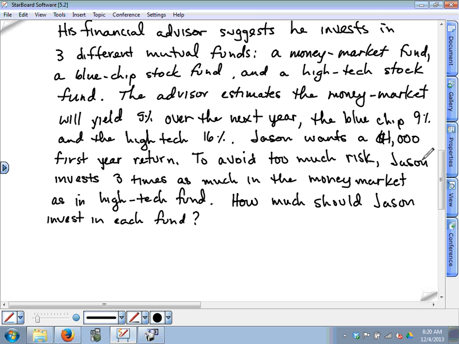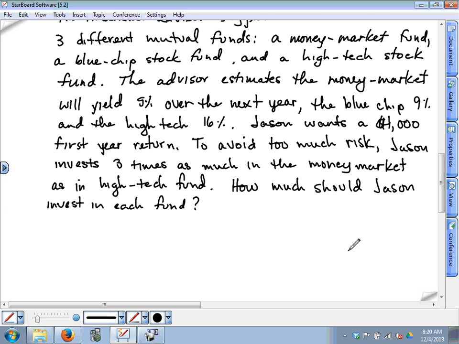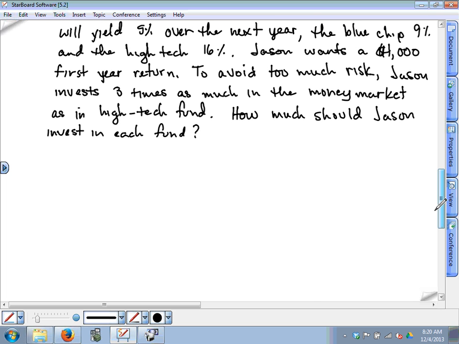You have to make sure that you're going to be able to come up with the same number of equations as variables. There might be a way to make it easier. You could simplify it down to 2 variables if the money market variable is instead 3 times whatever the high-tech fund variable is. Yeah, we might be able to do that. Let's just assume, though, that we're going to have 3 variables.